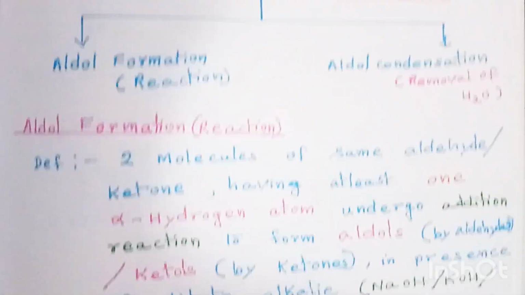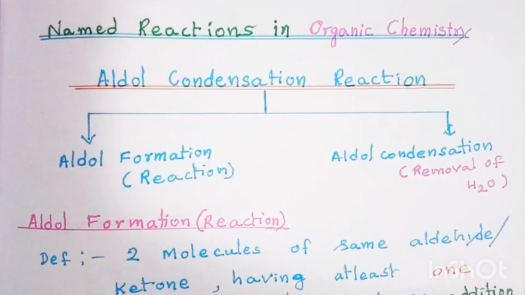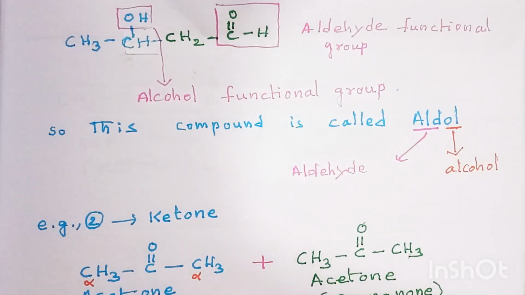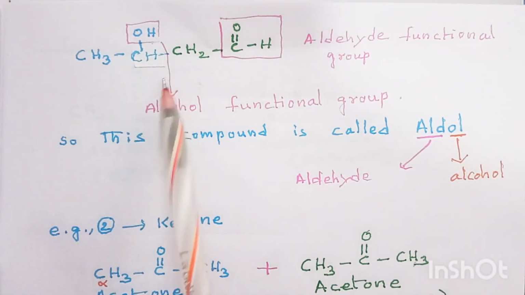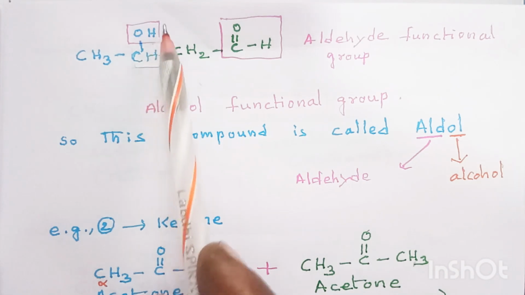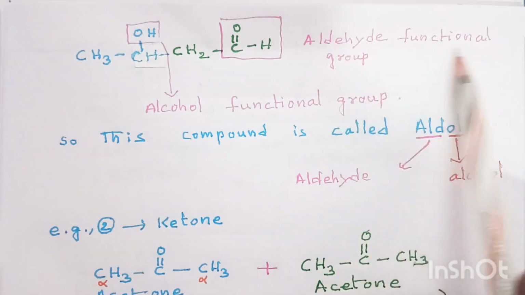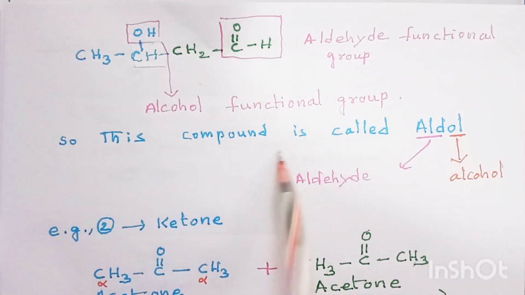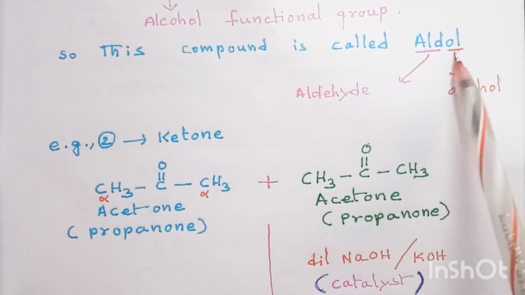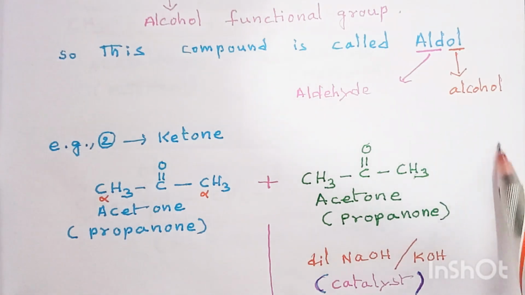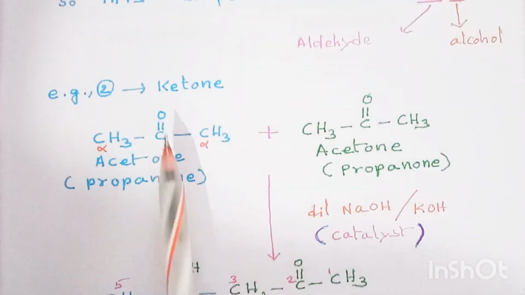Let us see how aldol, or in case of ketone it is called ketol, is formed. So first let us see this aldol. CH3CHOH. This OH is alcohol functional group. CHO is aldehyde functional group. So it is called aldol because ald means aldehyde functional group, ol means alcohol functional group. So it has both. So it is called aldol. Now let us see ketone.